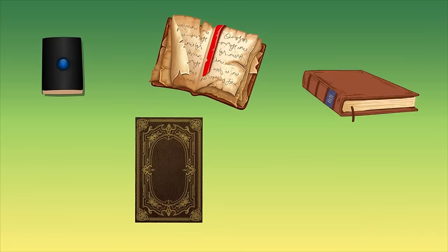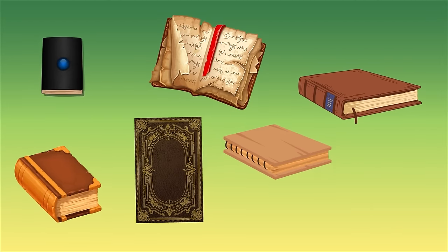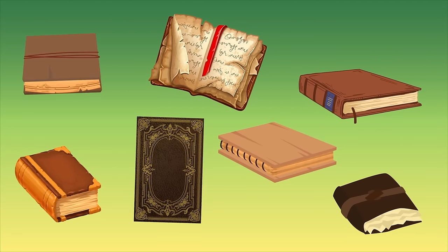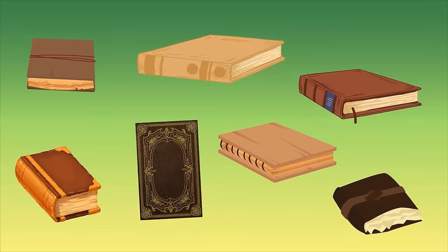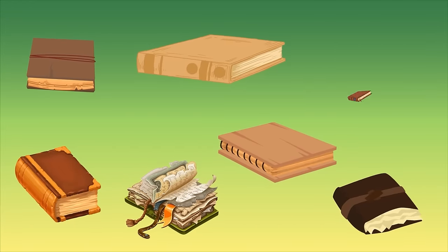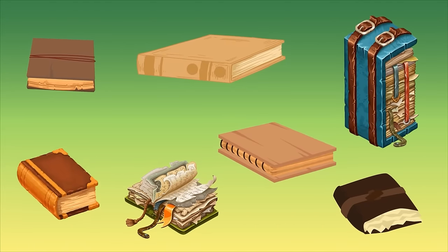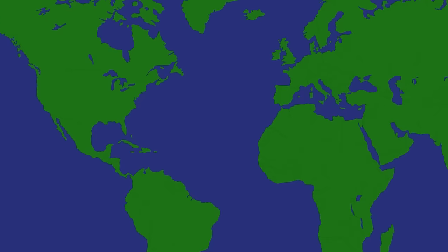Since each one was handmade and handwritten, books in that era came in all shapes, sizes, and styles. Some could be simple, while others were extremely ornate, depending on the time and effort put into making them.